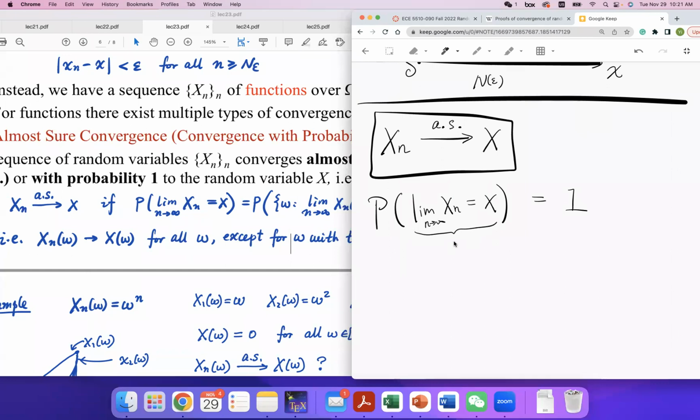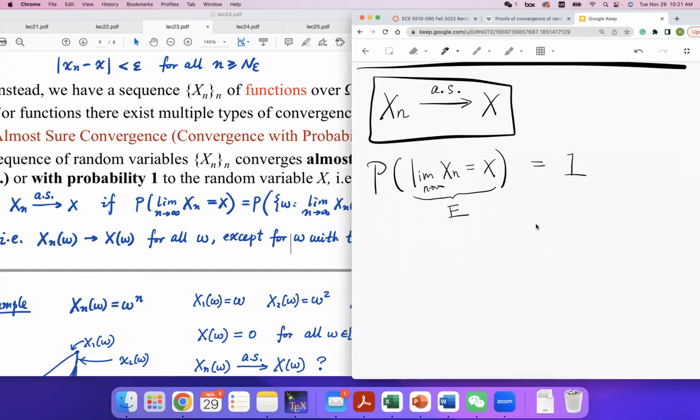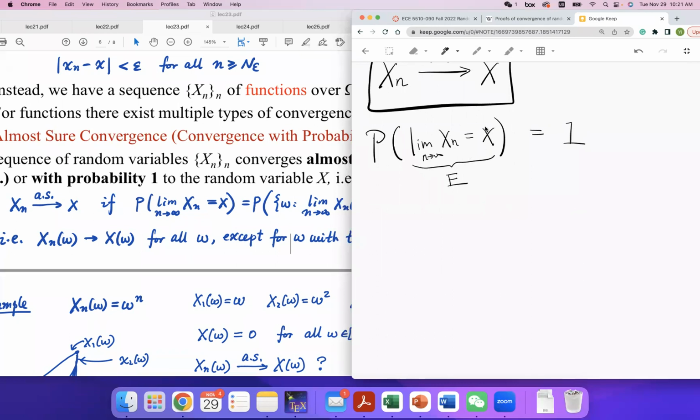This is the event. You can view this as event E. And this event E looks a little bit weird because it says that limit xn equals x. But this is not that precise. Let's precisely write it out. This event E is only denoted in the notations of random variables. We know that we always want to go back to the original outcome space, right? So let's translate this into that language.